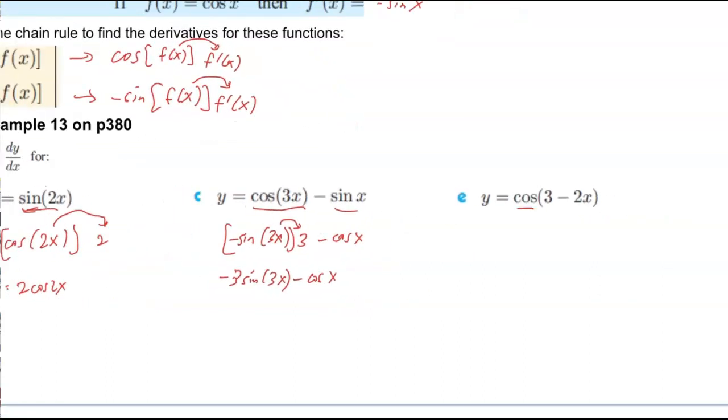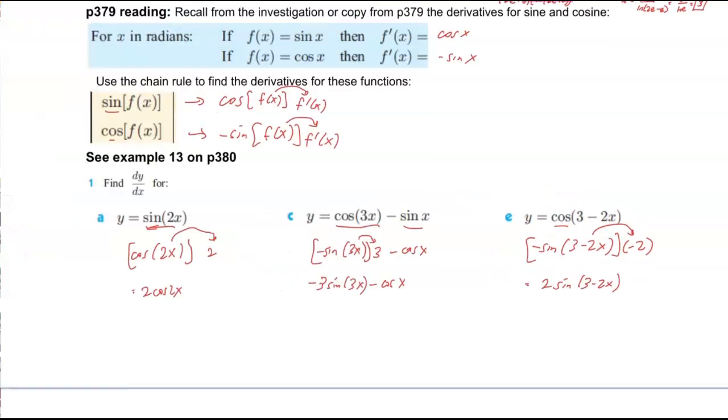The derivative of the outside function is negative sine. We leave the inside the same. And then we multiply the whole thing times the derivative of the inside function, which would just be negative 2. 2 sine 3 minus 2x. And that is the end of this page.